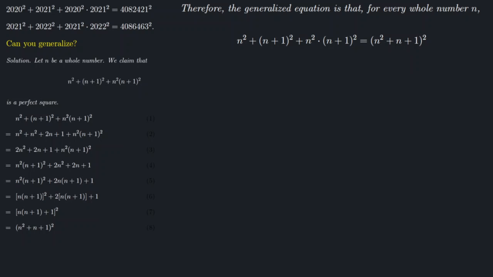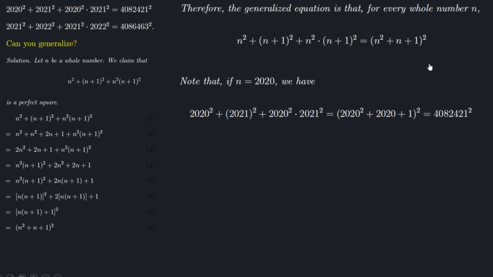At this point, we have done the question, but we do want to convince ourselves the two given identities are indeed special cases of the general conclusion we just proved. If n is 2020, you see the left-hand side is 2020 squared, and then plus the next whole number squared, and then plus 2020 squared, and then times the next whole number squared. And the right-hand side is indeed the same as the right-hand side in the given identity.